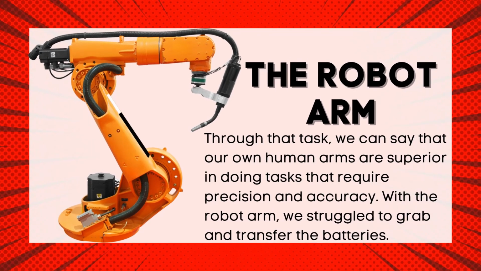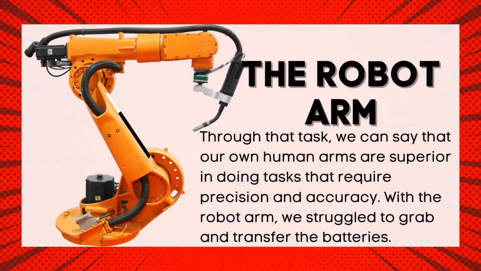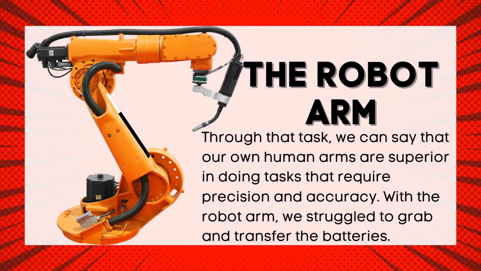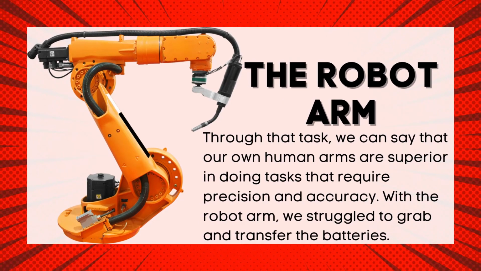Through our task, we can say that our human arms are superior in doing tasks that require precision and accuracy. With the robot arm, we struggle grabbing and transferring the batteries. Making it stand is almost close to impossible. However, that doesn't mean robot arms are useless.